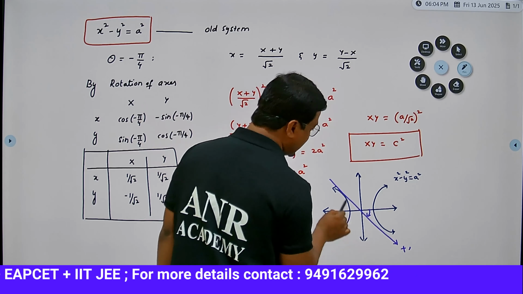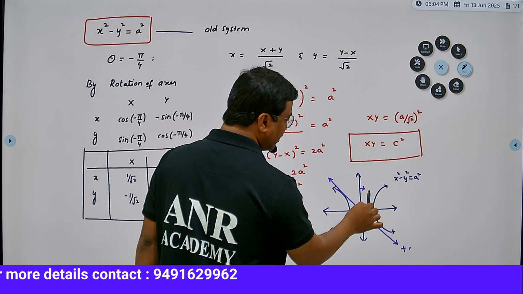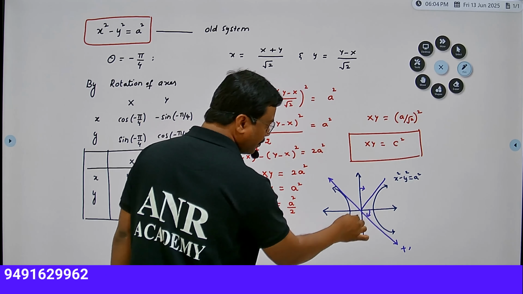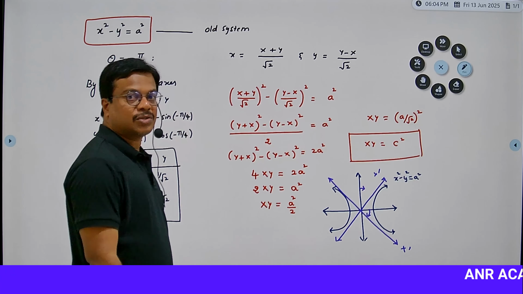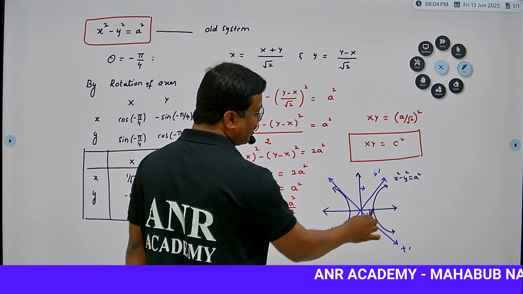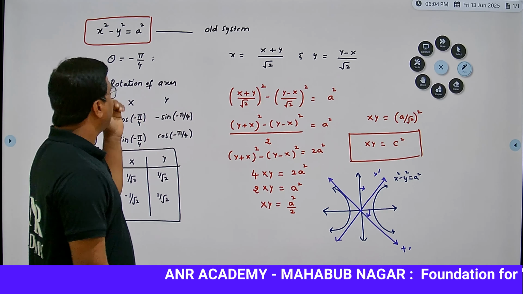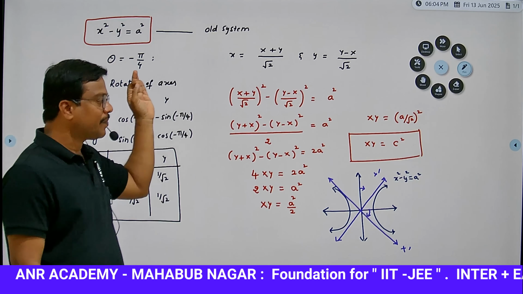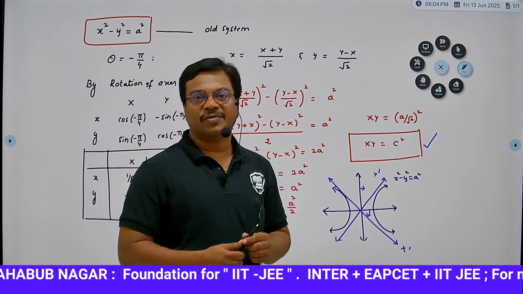This is x dash. Next, the new y axis is also rotated. Minus pi by 4 means clockwise sense. This one is y dash. So with reference to the new system, you observe this curve in the first quadrant and this curve in the third quadrant, so after rotating the rectangular hyperbola x square minus y square equal to a square through an angle minus pi by 4, you will get the result xy equal to c square. This is the proof. Thank you so much.